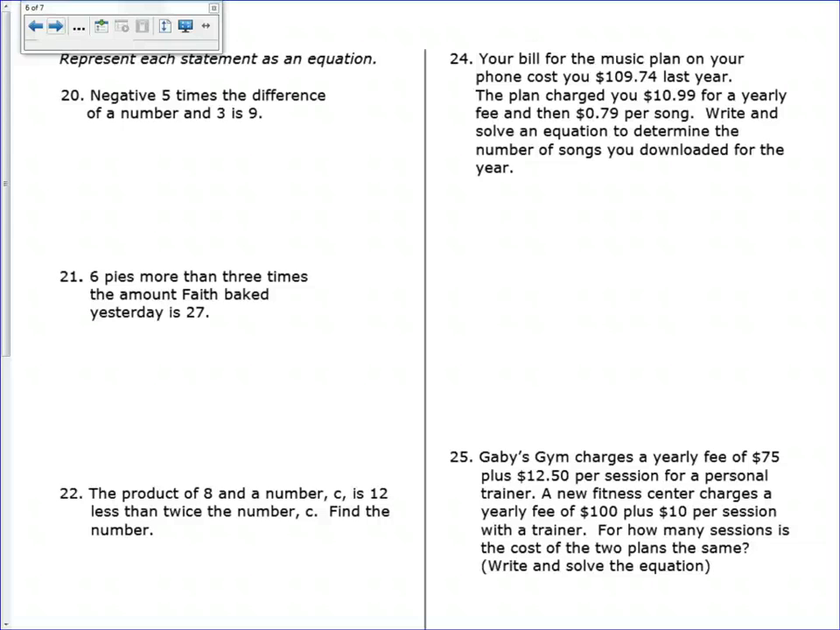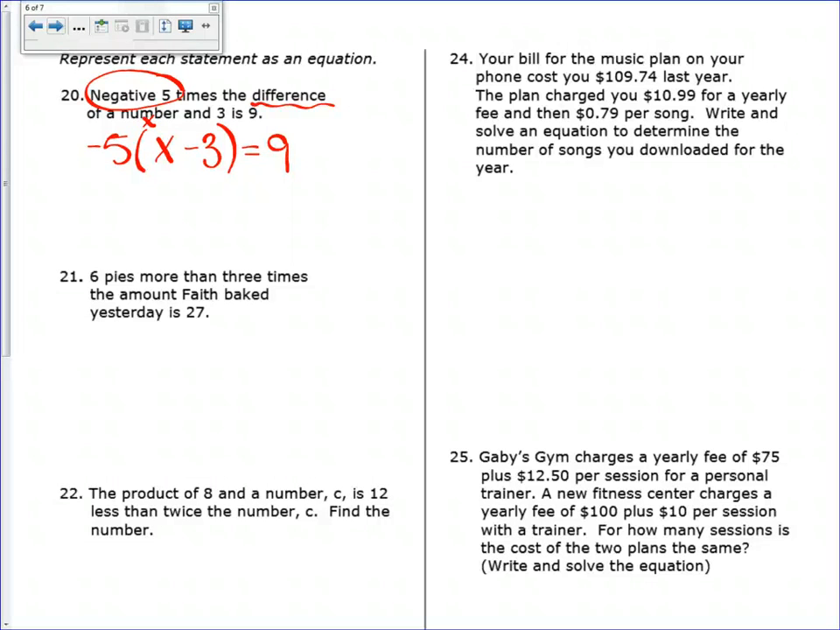Number 20. Represent each statement as an equation. Negative 5 times the difference of a number and 3 is 9. So we're going to start with the negative 5 times the difference of a number, so that's my x, and 3. So I know I have to take x and subtract 3. But because it's negative 5 times that entire difference, I'm going to add parentheses. And that is 9.